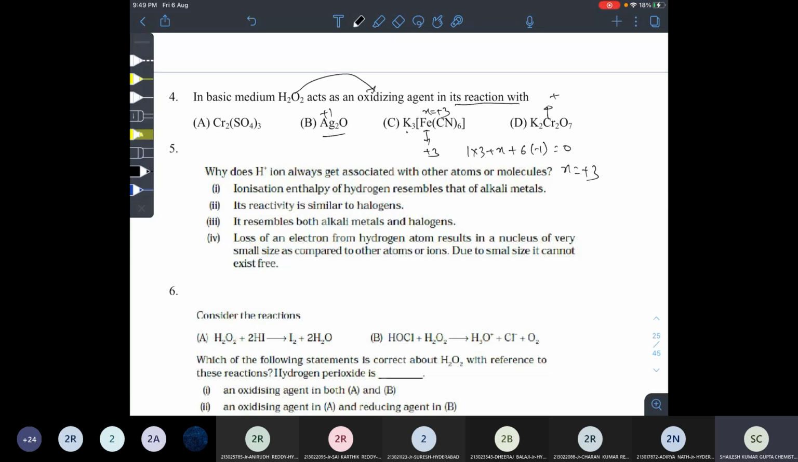Here chromium is already in +6. So they are already in their higher state. So only one chromium is there, which is over here, which is in +3 state. So even if you are simply guessing, you will get the right answer as A.